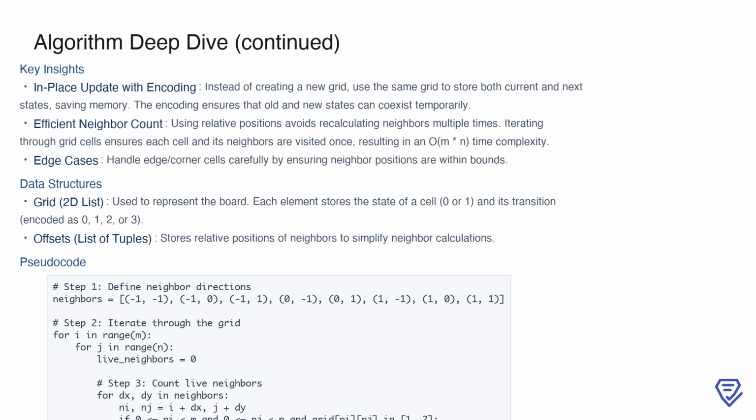The grid itself is the primary data structure, storing both the state of each cell and its encoded transition. Additionally, the list of offsets simplifies neighbor calculations, as we can directly iterate over these relative positions. Together, these choices allow the algorithm to be both time and space efficient.